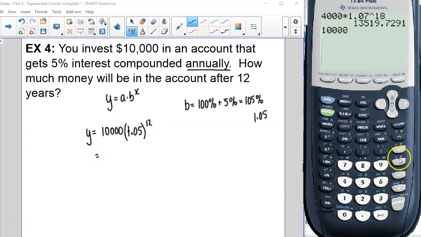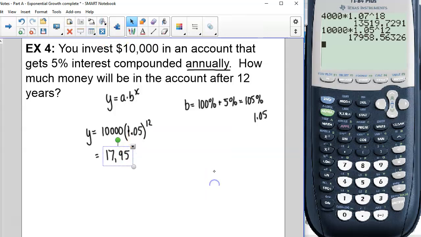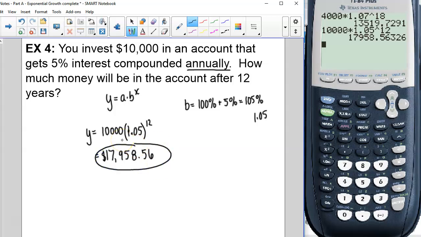10,000 times 1.05 to the 12th power. And if we do that, we're going to get 17,958.56. Okay. All right, questions?